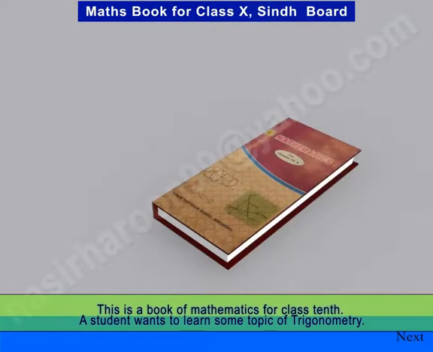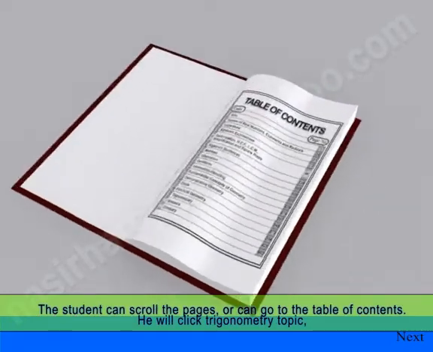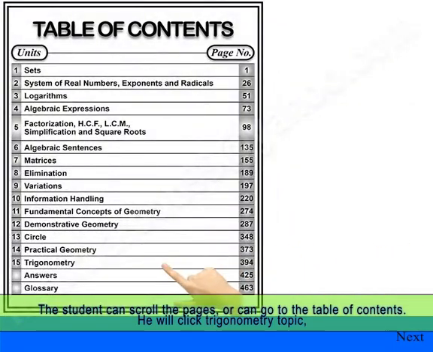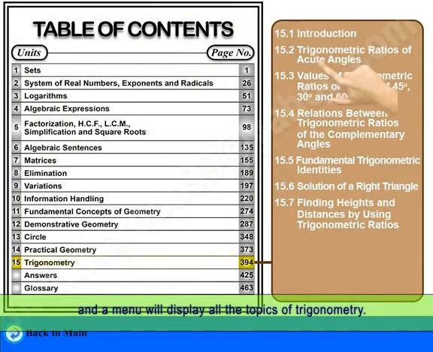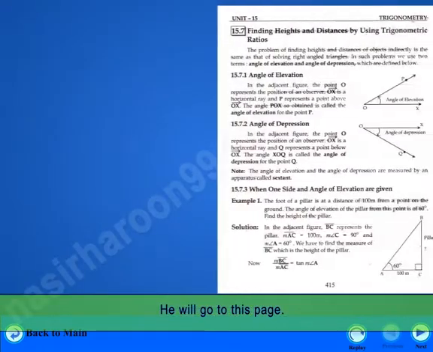This is a book of mathematics for class 10th. A student wants to learn some topic of trigonometry. The student can scroll the pages or can go to the table of contents. He will click the trigonometry topic and a menu will display all the topics of trigonometry. He wants to study finding heights and distances by using trigonometric ratios. So he will click on the topic. He will go to this page.